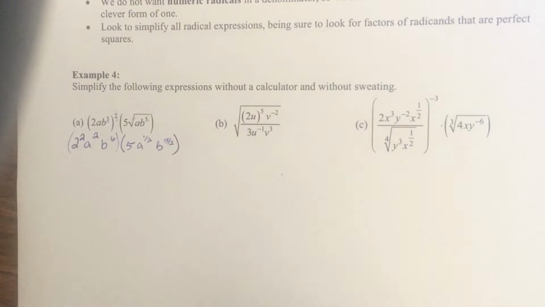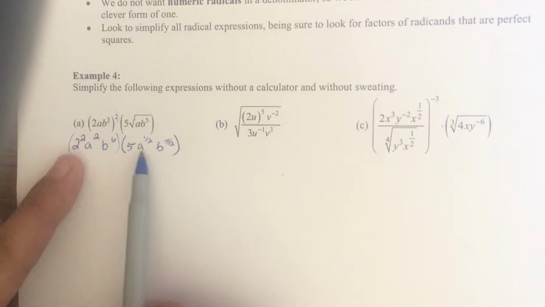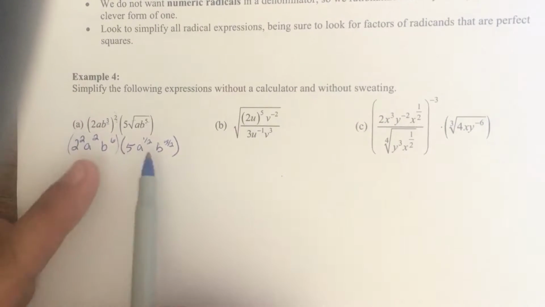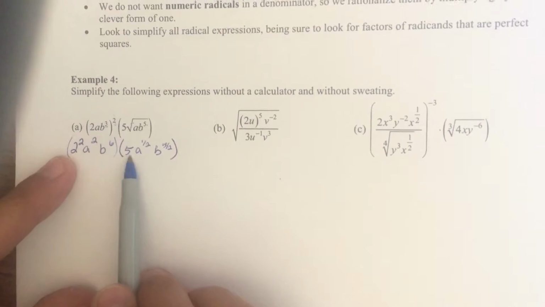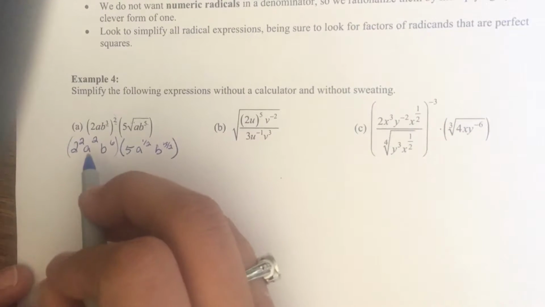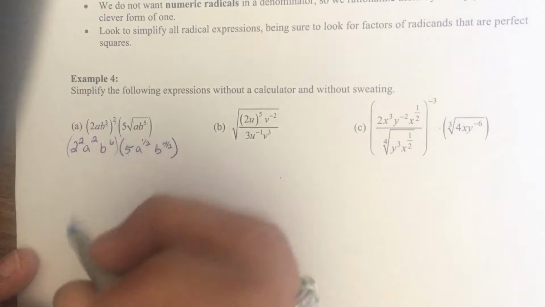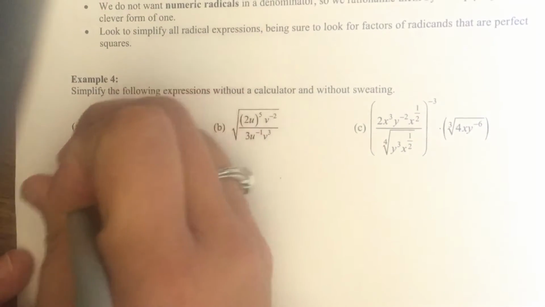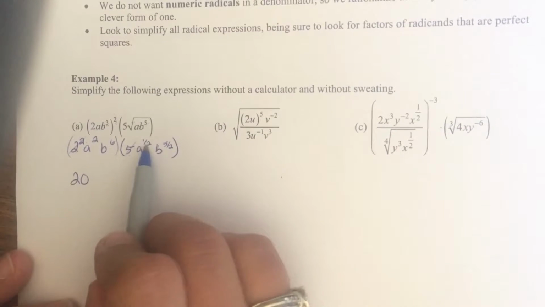Okay, and then at that point, we can multiply our two things together, which means that we're going to take our common bases, so the a and the a, and we can add the exponents, the b and the b, and we can add the exponents. The 2 squared and the 5 are just numbers, so I can just multiply them together. 2 squared I know is 4, and 4 times 5 will give me 20.